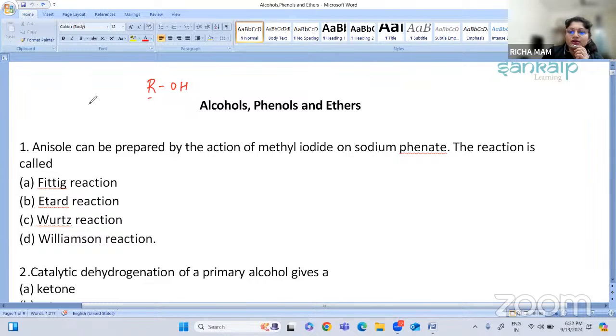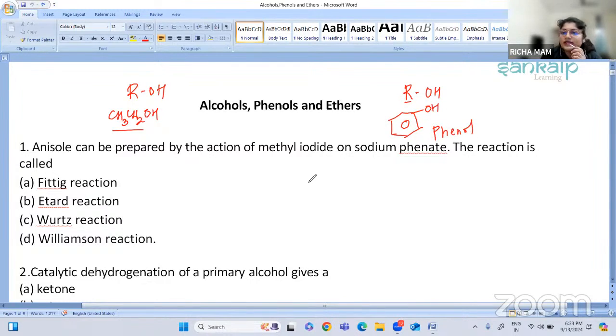In alcohols, ROH, for example, ethyl alcohol, CH3CH2OH, your R will be a substituted hydrocarbon. And phenol is also ROH, but your R will be an aromatic compound. One benzene ring will be there, and if you attach it to OH, it is phenol.